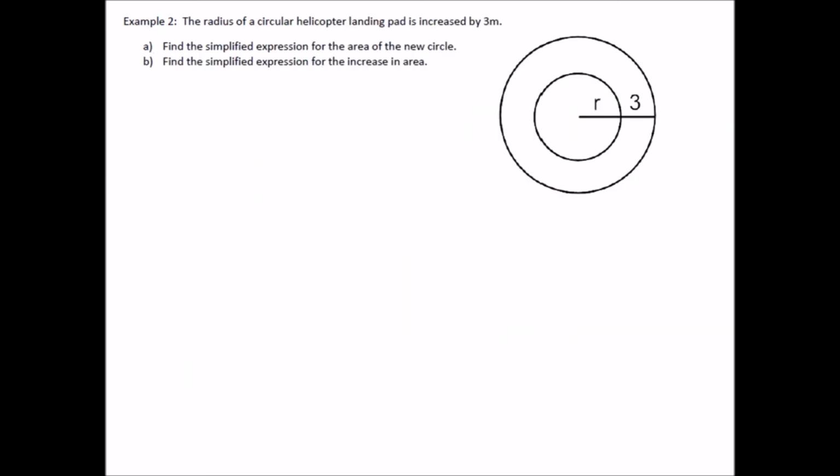Okay, example 2, this is a word problem. The radius of a circular helicopter landing pad is increased by 3 meters. So the original radius is r, and then the radius that's increased is going to be increased by 3. When I think of increase, I think of the positive sign, plus. So I'm thinking that the new radius is r plus 3.